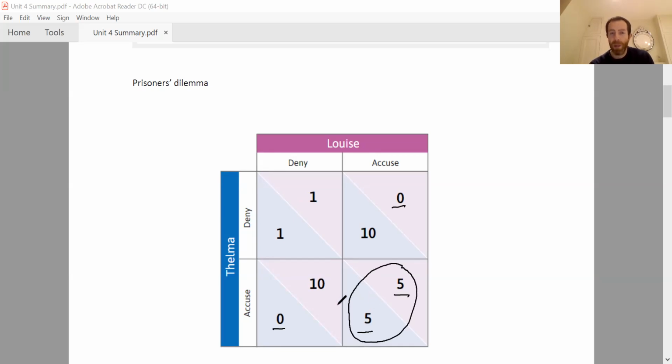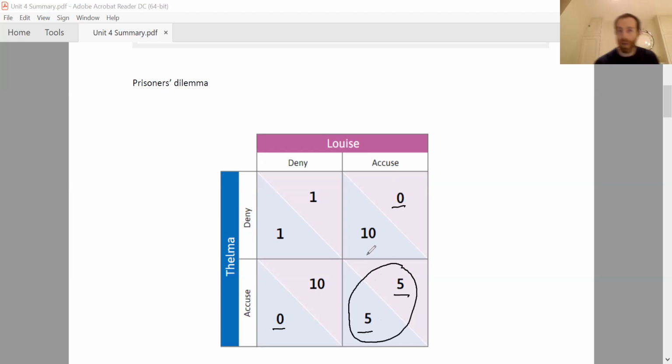Now, why is that? Because let's go back and think about things from Thelma's perspective. So Thelma, if Louise plays deny, Thelma goes with accuse. If Louise plays accuse, Thelma goes with accuse. So Thelma is playing the strategy accuse regardless of what Louise does. And I won't go through it, but it's the same thing for Louise. So they both have a dominant strategy here, which is to play accuse. And so this is a Nash equilibrium because both players are best responding to each other, but it's also a dominant strategy equilibrium because both players are choosing a dominant strategy.